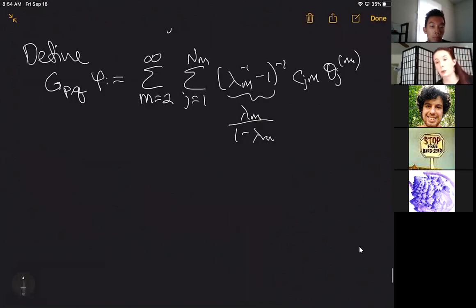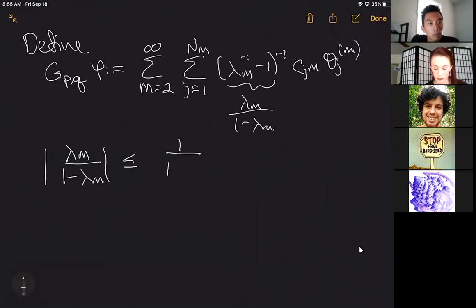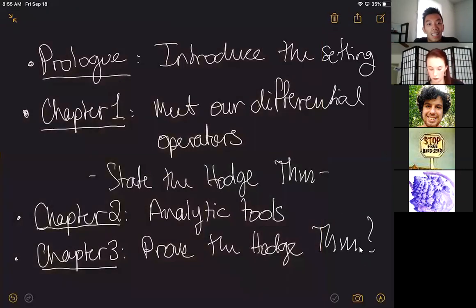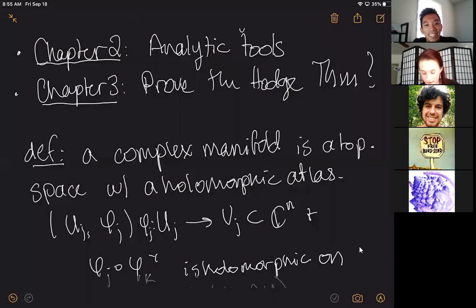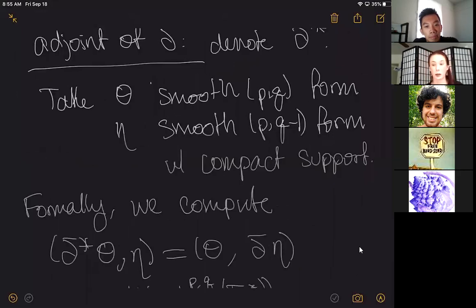And because of the way we've written it, it's clear that it commutes with our d bar and d bar star operators. Also, we have that lambda sub m over 1 minus lambda sub m, which is this term here, is bounded above by 1 over 1 minus lambda sub 2. This is finite, which means the sum converges.